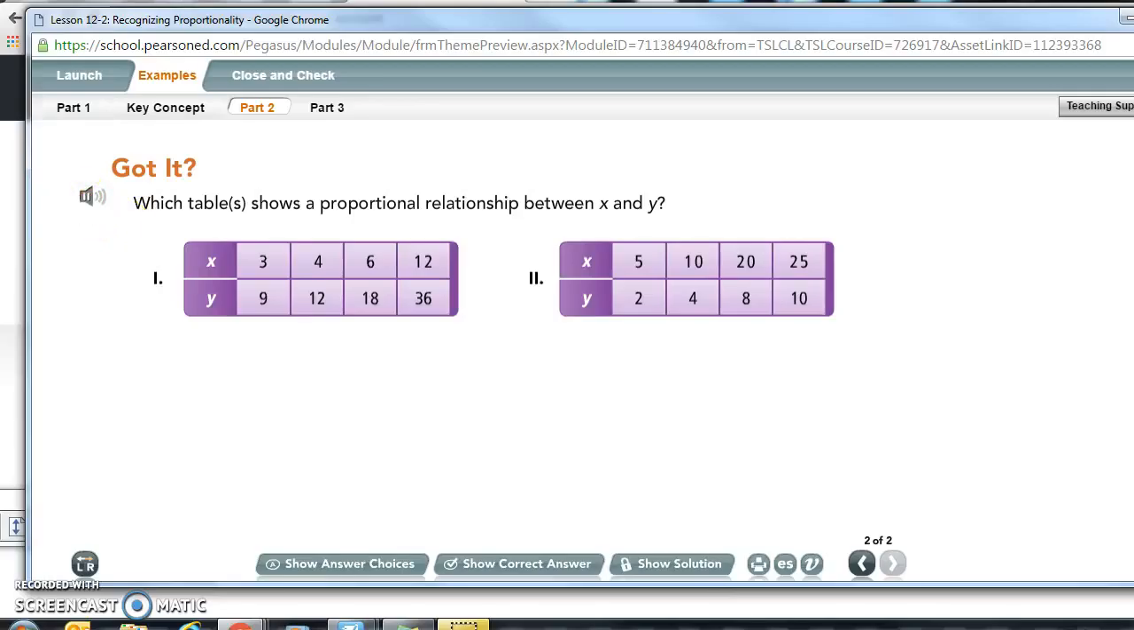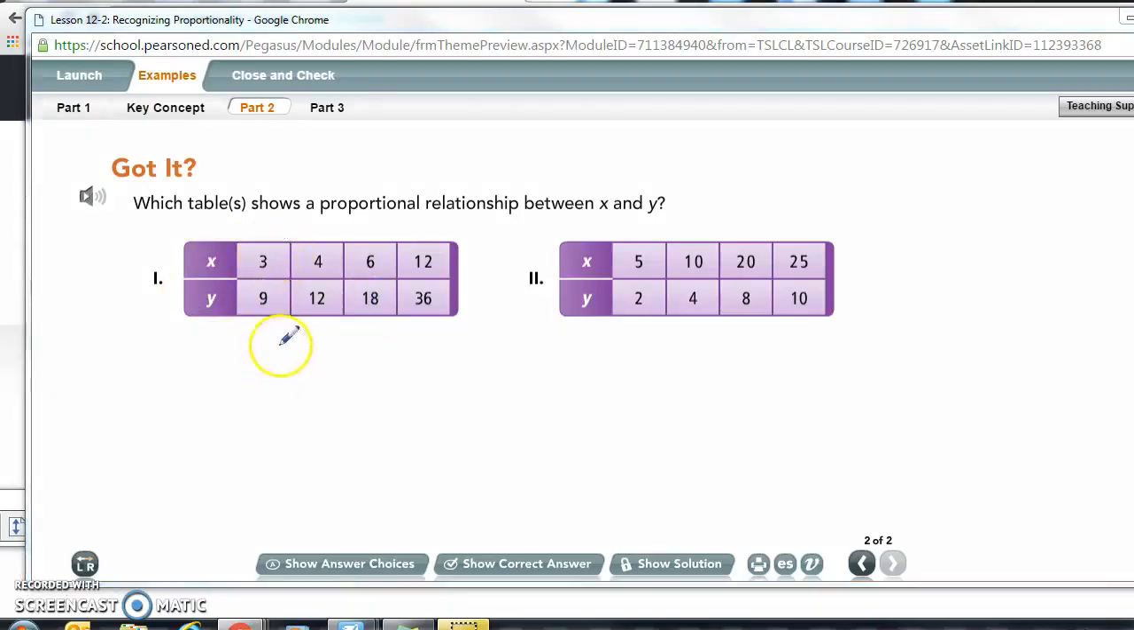Which table or tables show a proportional relationship between x and y? So you need to go through and figure out if I put an x value over a y value, so I know I'll have 3/9 here. 3/9 I know simplifies down to 1/3. You need to go through each of these x and y values and see if they will simplify down to 1/3. If they do, then they are forming a proportional relationship.